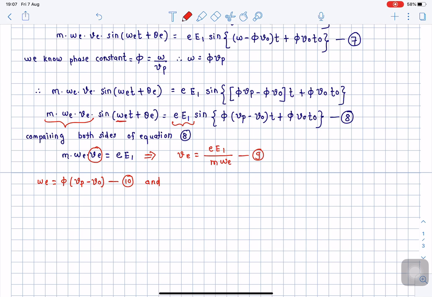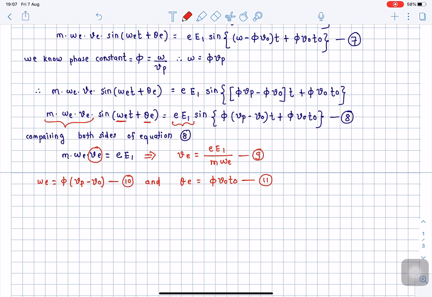And this particular term theta e, when we compare both sides, theta e is 5 times V0 into T0, and let us call this equation number 11. So equation numbers 9, 10 and 11 we will get when we compare both sides of equation number 8. So what does equation number 9 indicate over here?